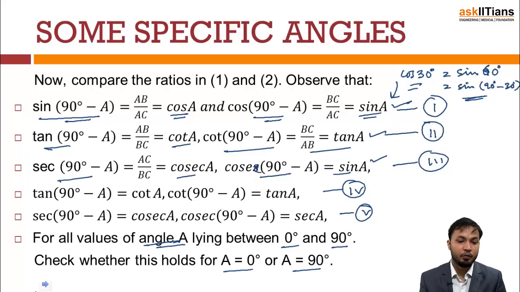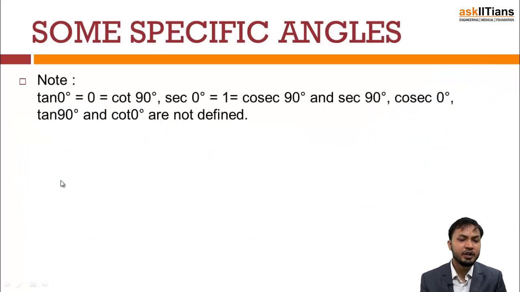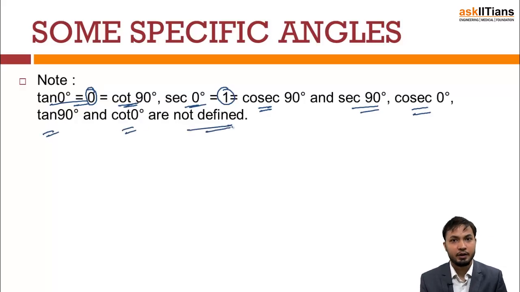Alright, moving on, we need to remember that since tan 0 was defined as 0, so it will also continue like this. Sec 0 was defined as 1, which will be equal to cosec 90. Sec 90, cosec 0, tan 90 and cot 0 are not defined. Okay, so simultaneously those values will remain unchanged.